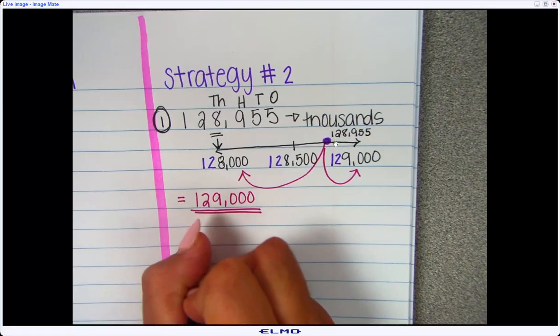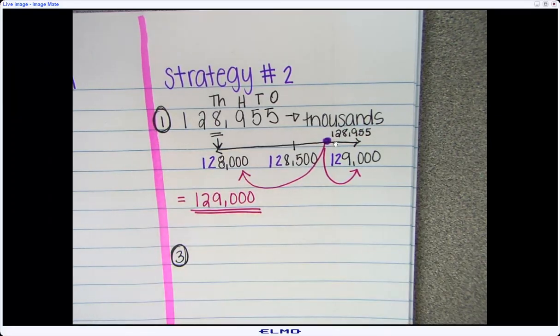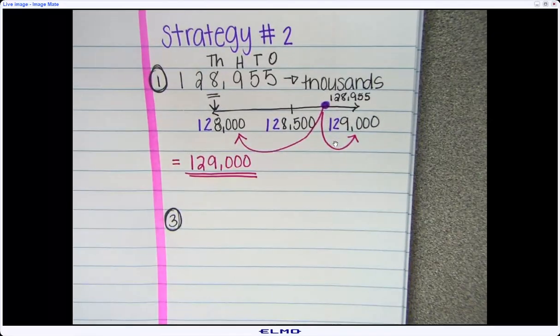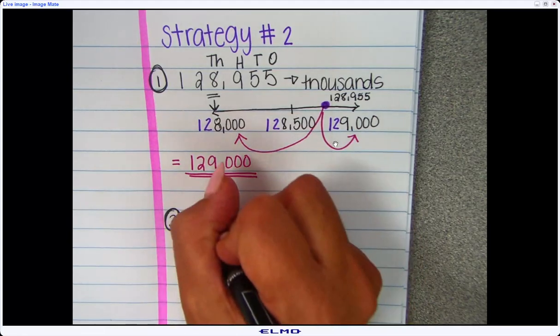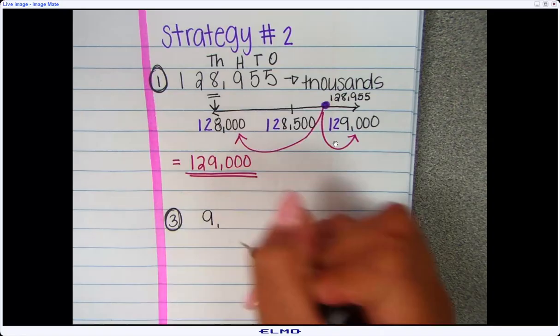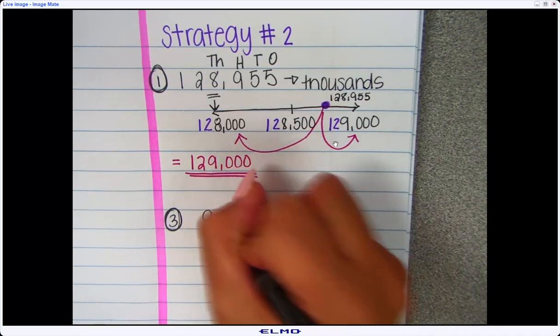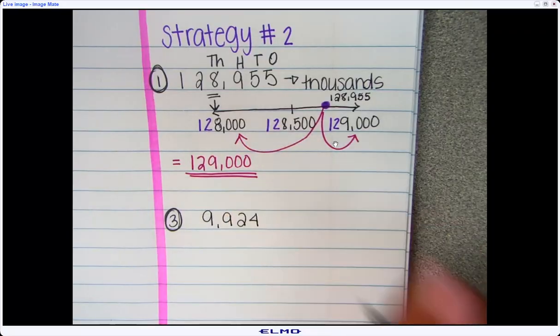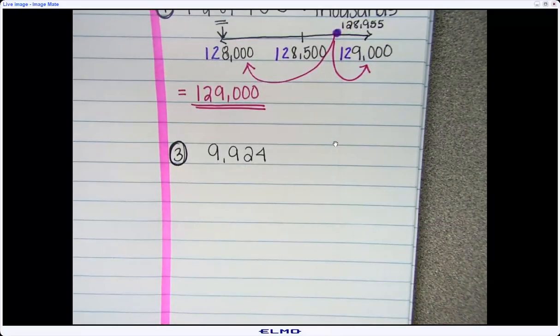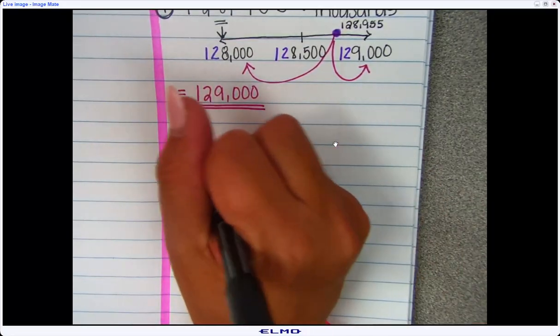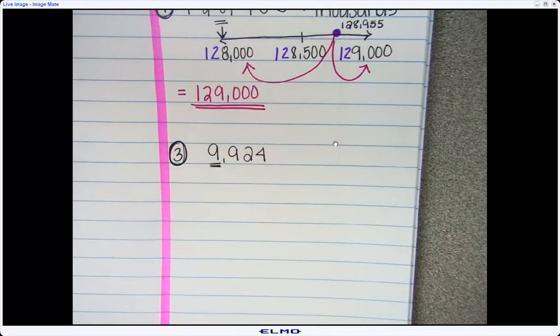Now we're going to skip to number 3 because we're crazy like that. Crazy? I'm not crazy. Yeah, what about 2? Number 3 is 9,924. And the digit 9 is underlined.